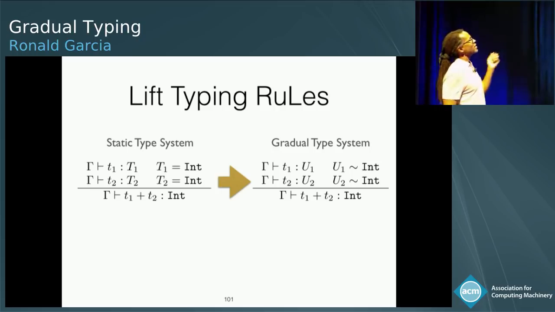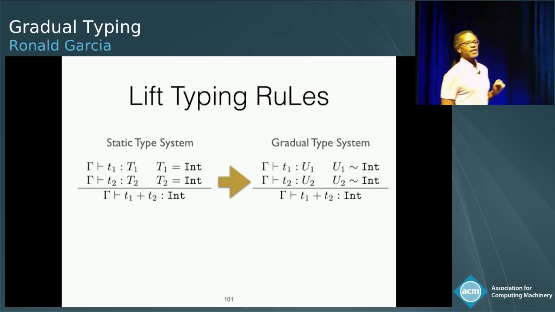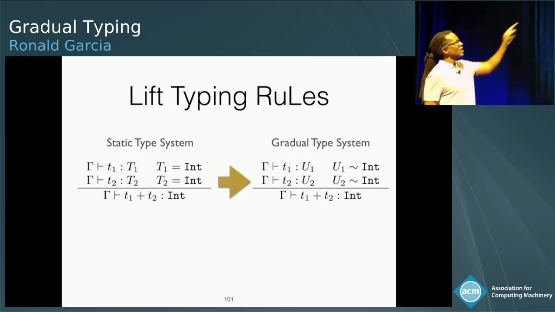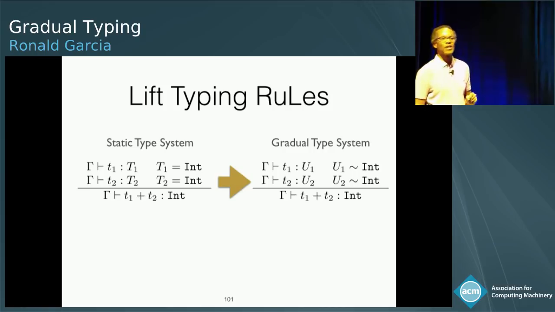So then what's typically done is you take your static type system and you lift the rules so that your old linking structure, the relations like equality, which tell you when you might be able to connect two things together, become consistency. So we've replaced perfect linking with this sort of approximate linking, where plus is a linking structure for things that are integers.